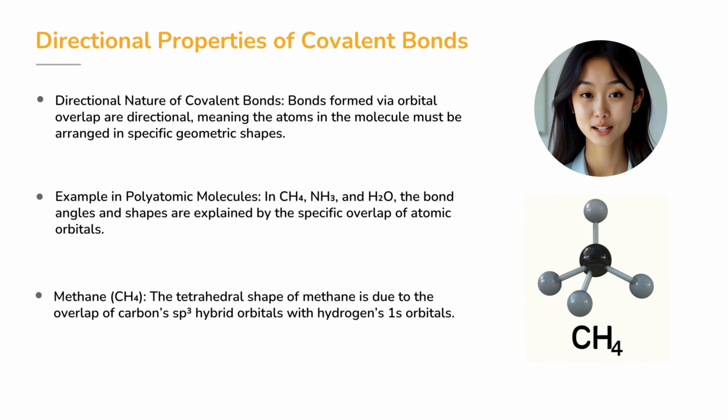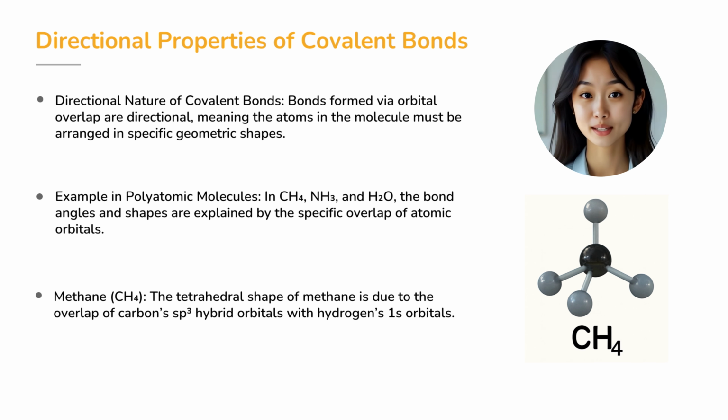Now that we understand how bonds form, let's talk about their directionality. When atomic orbitals overlap to form a bond, the orientation of that overlap matters. In simple molecules like H2, the bond is straightforward. But in more complex molecules like methane, CH4, the bond formation is more intricate. In CH4, carbon has 4 valence electrons, and each one bonds with a hydrogen atom.